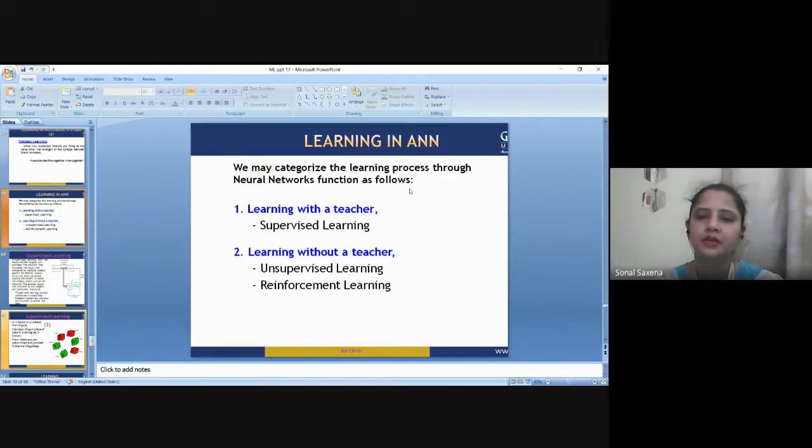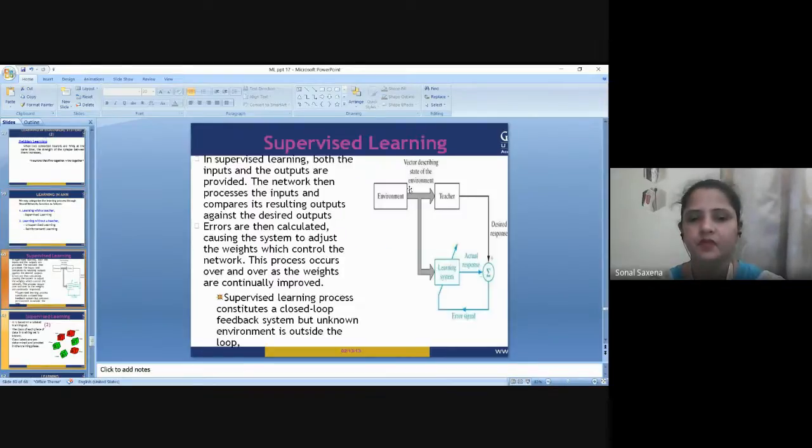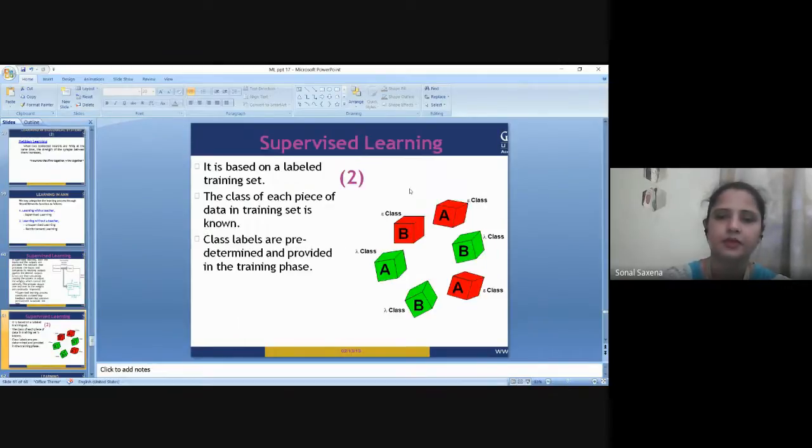Now, how do we learn in an ANN? We may categorize the learning process through neural network function as follows. One is learning with a teacher, that is supervised learning. The second one is learning without a teacher, which covers the categories of unsupervised learning and reinforcement learning. We have already seen what supervised learning and unsupervised learning are, the labels and the classes. We have already seen all these things.